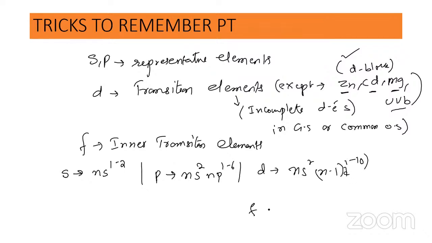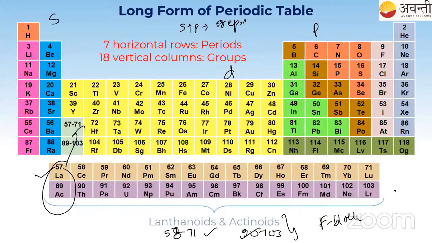And for F block elements, (n-2)f1 to 14, (n-1)d0 to 1, and ns1 to 2. These are the general electronic configurations of the F block, P block, D block, and S block elements. You people need to know these. I hope you can understand this one.